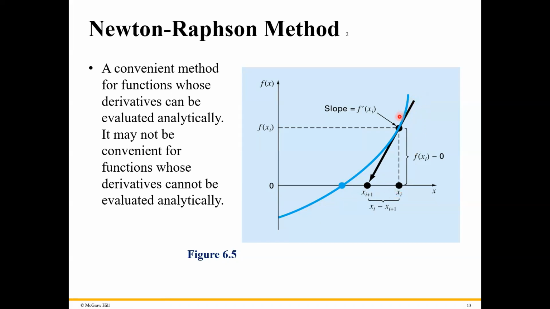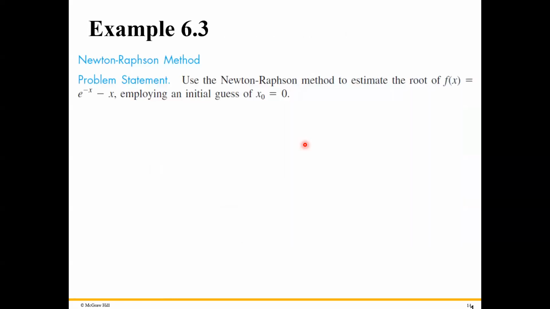Why do we draw the tangent? If you see that the formula of this equation uses the derivative, and the derivative is the slope of the tangent to the function. Okay, so slope is equal to f prime of xi. So that's why this methodology brings us closer to the solution very quickly.